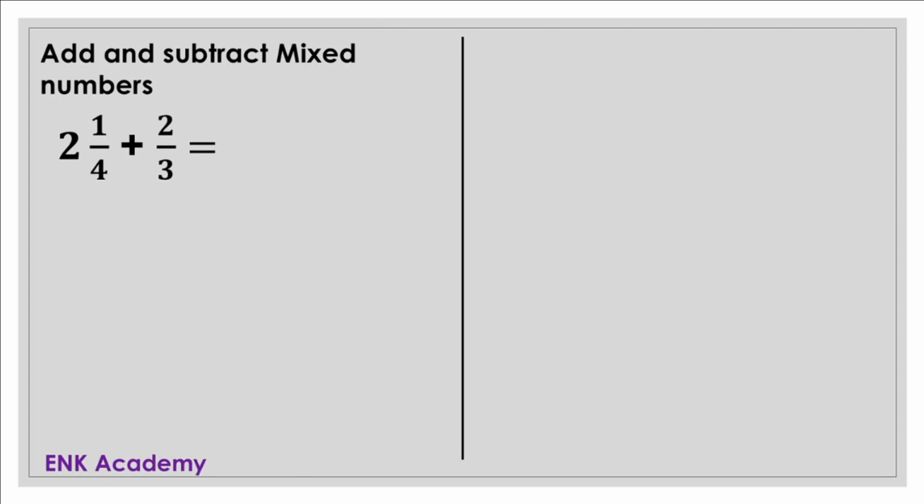Here we know that the conversion will be multiply here and then plus the numerator. That will give us 4 times 2 plus 1 over 4, which is equal to 9 over 4. So the actual equation is 9 over 4 plus 2 over 3. And we have seen 4 and 3 as 12 as the common denominator.